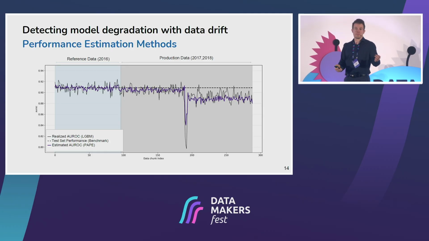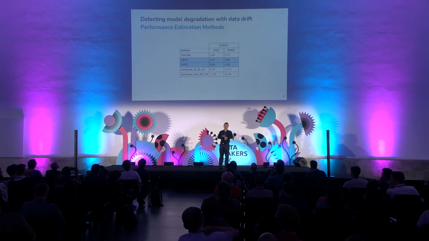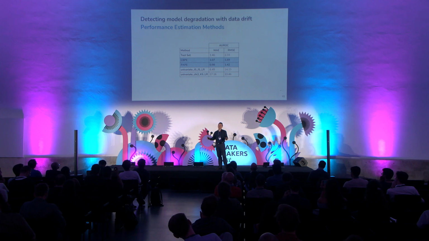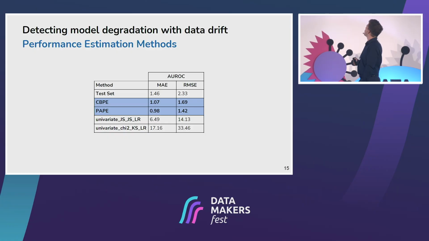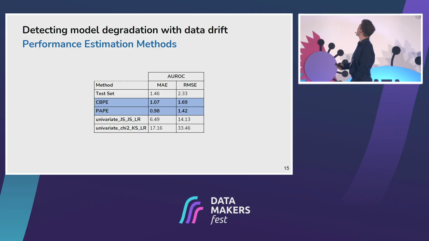Before I go into describing how it actually works, let me just give you the summary of our internal research here, where we looked at our test set, so we just assume that the performance does not change at all. It's constant over time, which is really just a very naive, very bad benchmark. And then we looked at CBP, which is our open source algorithm, and we have the new algorithm called PAPE, which stands for Probabilistic Adaptive Performance Estimation. We're very creative with our names.